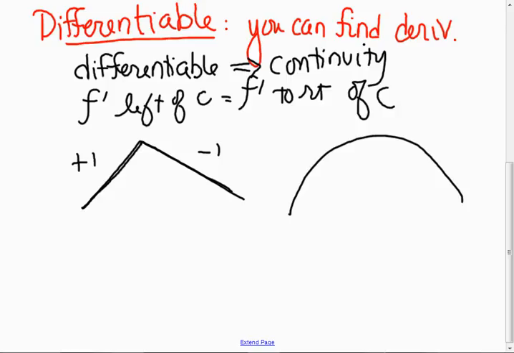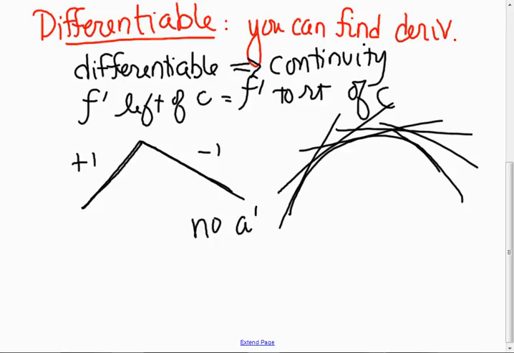Here's the slope of your tangent line. See how it's gradually changing? It's not an abrupt change. Sorry, I'm a little off. So there's no abrupt changes in the derivative.